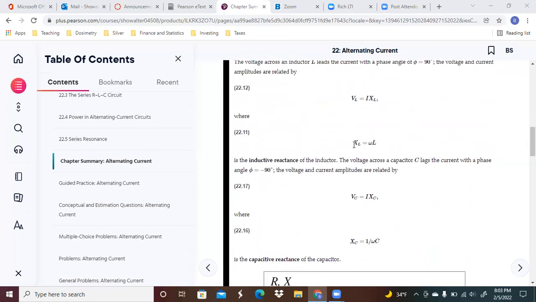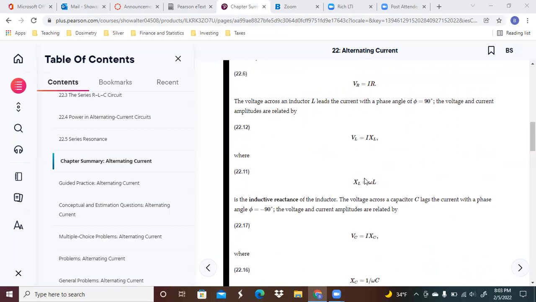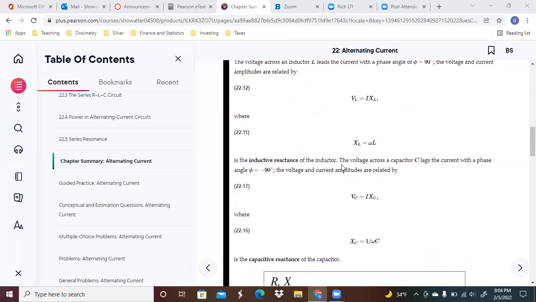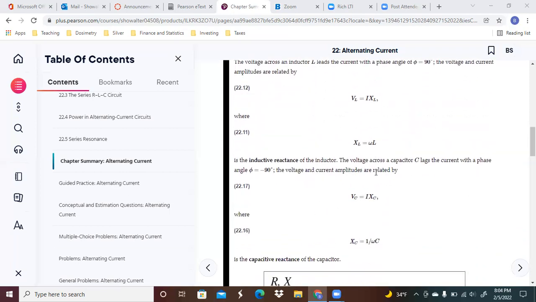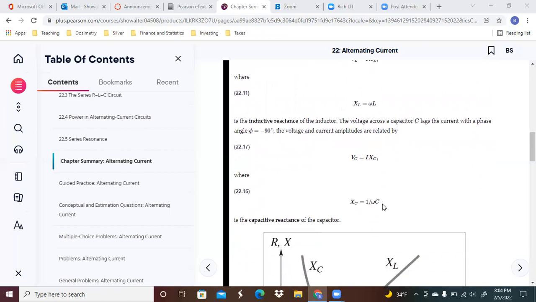Now, the factor here that we see, X of L is equal to omega times L. This is going to be called the inductive reactance of the inductor. The voltage across the capacitor lags the current with the phase angle of minus 90. Again, that's why that's added in there. The voltage and current amplitudes are related with this particular equation, where this is equal to this.